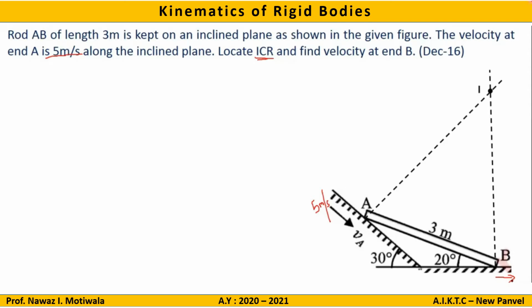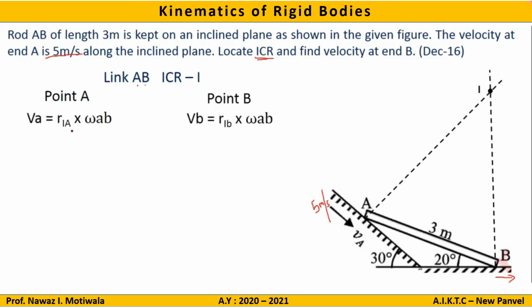Now what is the next step? Write the name of the link. The name of the link is IB corresponding to ICR I. Next, write down the points. So points are A and B. Next step, write the formulas. Formulas are VA is equal to RIA into omega AB, and VB will be equal to RIB into omega AB. Next step will be to find out the values of RIA and RIB.